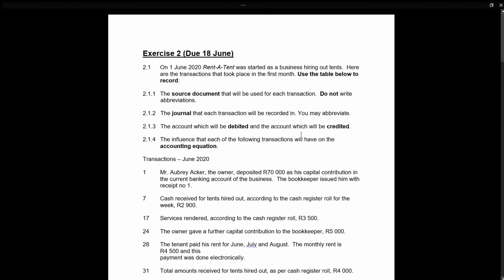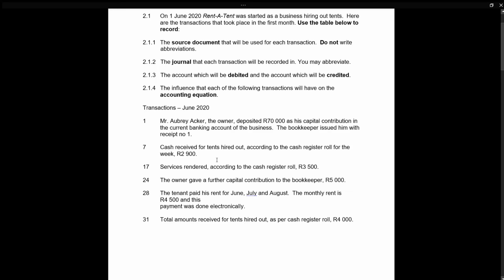Today we're going to have a look at the grade 8 exercise 2. It's part of the cash receipt exercises, which is due on the 18th of June. Right, so 2.1. On the 1st of June 2020, Rent a Tent was started as a business hiring out tents. Here are the transactions that took place in the first month. Use the table below to record. Right, so the table is provided below.